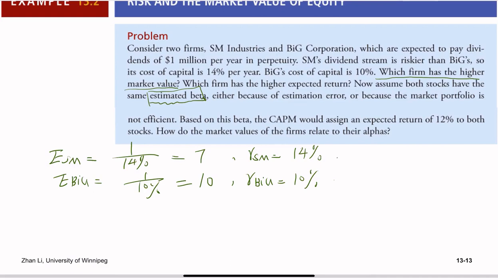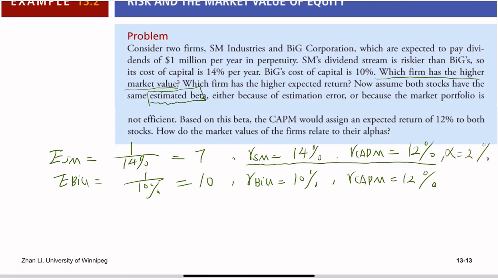Right? So let's use our CAPM. So the return calculated by CAPM, let's assume they are 12%. Now you can actually calculate alphas, right? Because for this first firm, SM Industries, its alpha is the expected return minus the required return calculated by CAPM. So its alpha is 2%. For this big corporation, its alpha is 10 minus 12%. So alpha is minus 2%.